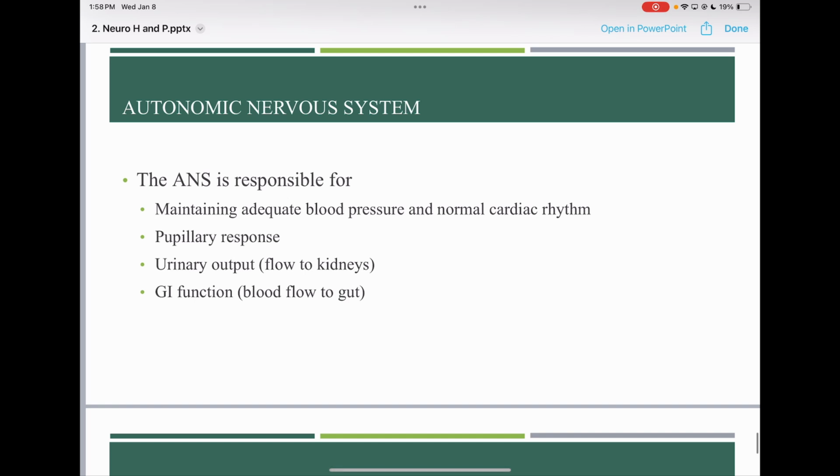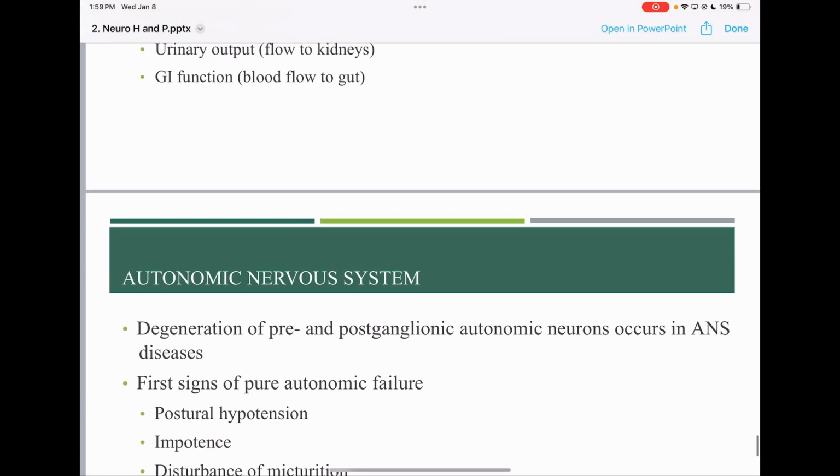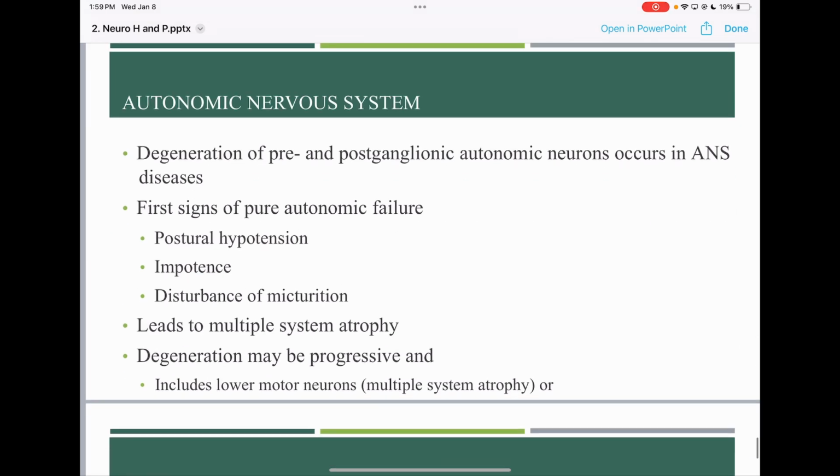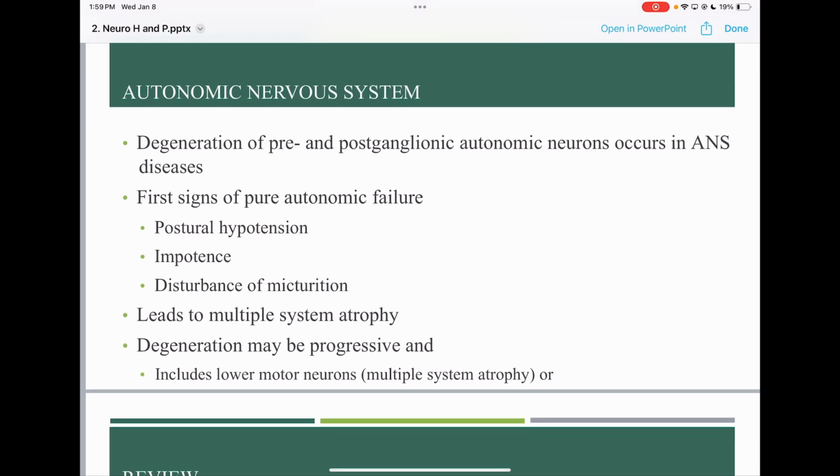Last little bit is on your autonomic nervous system. Remember autonomic dysfunction, we talked a lot about with diabetics. They have issues with blood pressure, pupillary response. You'll see their pupils change. We'll go through the cranial nerve 3 palsies later on. Urinary output, GI function decreases because they have an autonomic dysfunction. So you get degeneration of those pre- and post-ganglionic nerves.